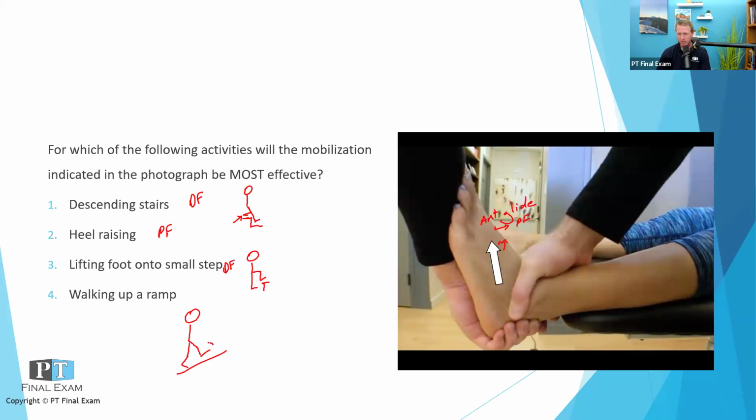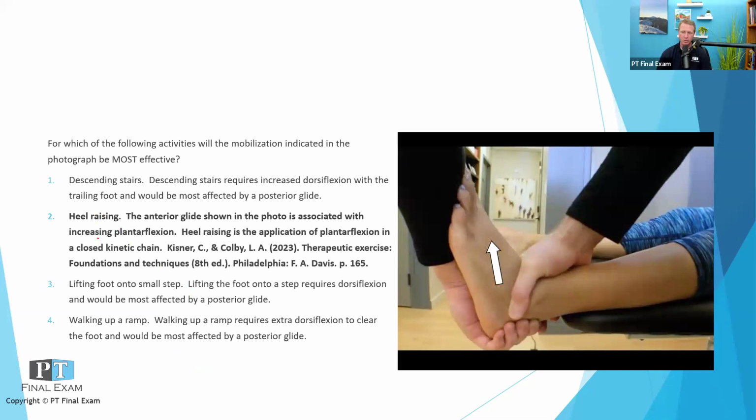In fact, that's why runners very often get shin splints or tibialis anterior tendonitis, because they're running up the ramp and they're getting excessive activation of the tibialis anterior. So again, requiring dorsiflexion. That leads us to our correct answer, which is heel raising. Heel raising is the only one that is directly relevant to plantar flexion, where these other ones are not. Like I said, the second most correct answer would probably be walking up a ramp. But again, it's not as direct as heel raising, which is clearly the most relevant to plantar flexion.